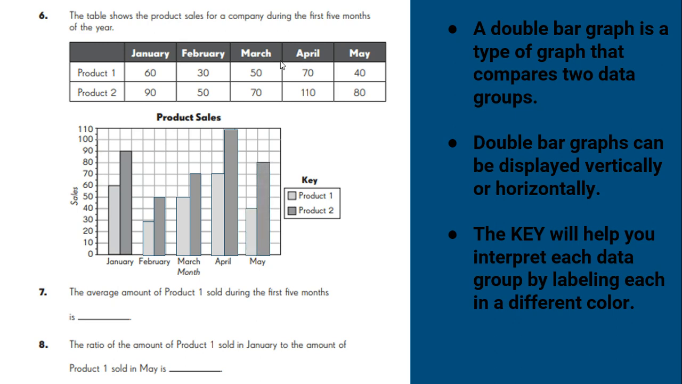And so now we can quickly look at this and we can tell that product 2 was a much better seller in all 5 months, but we can answer other questions too. We can talk about which month was the best in sales. So there's a lot of different ways that we can analyze this data. Question 1 says the average amount of product 1 sold during the first 5 months is, so we would add up all of product 1 and then divide by 5 months, and that would give us an average of 50. And then the ratio of product 1 in January to May would be 3 to 2.